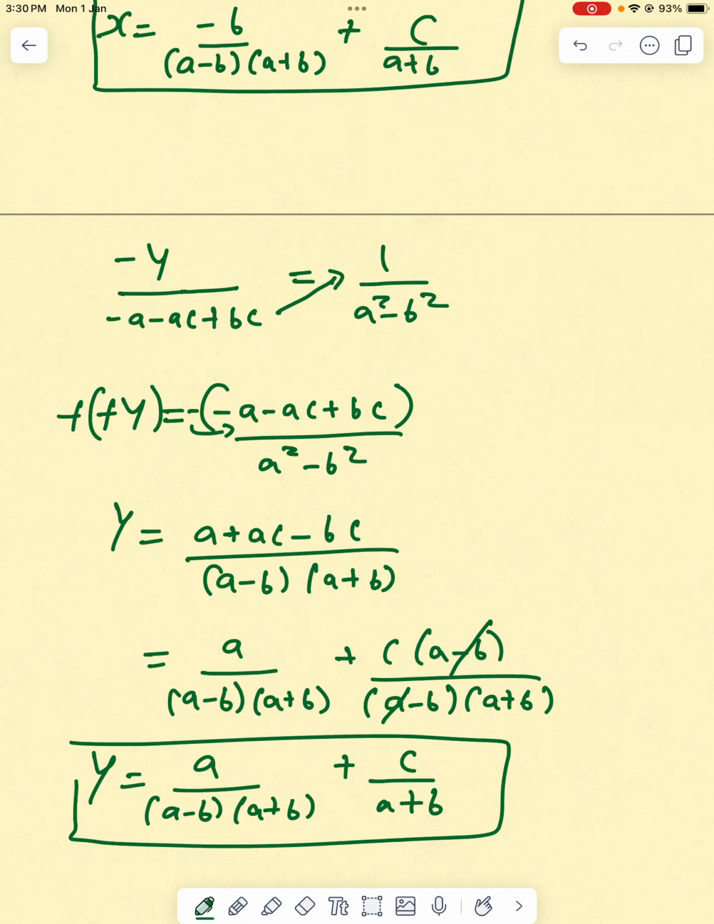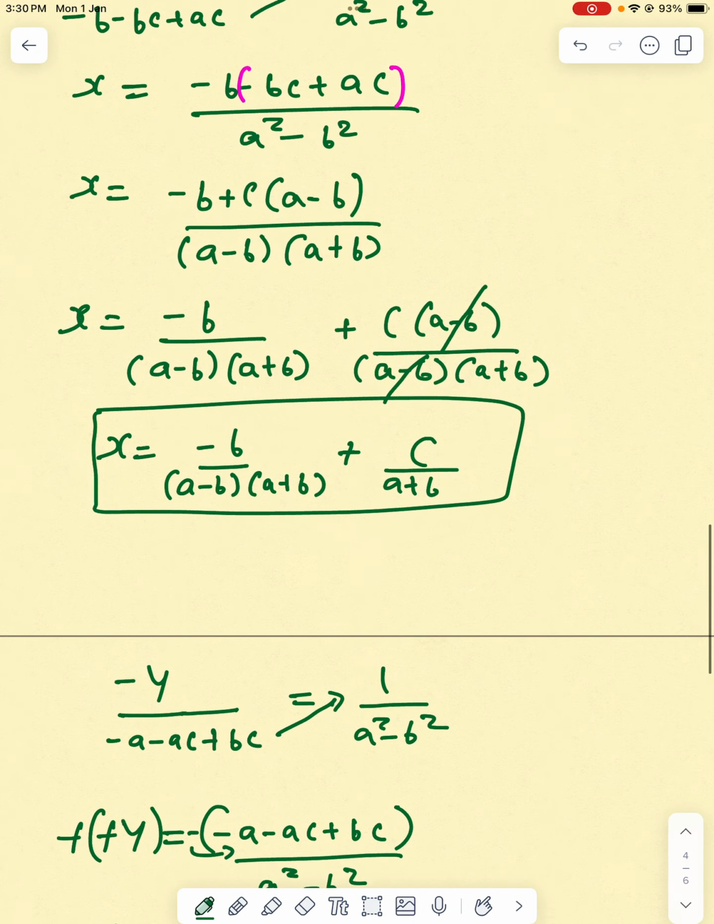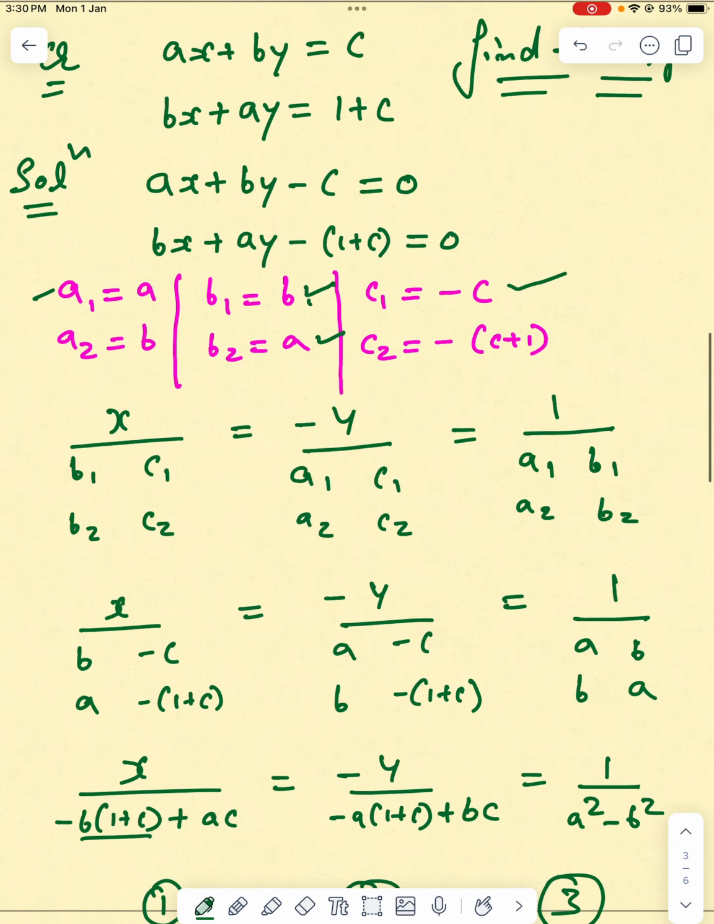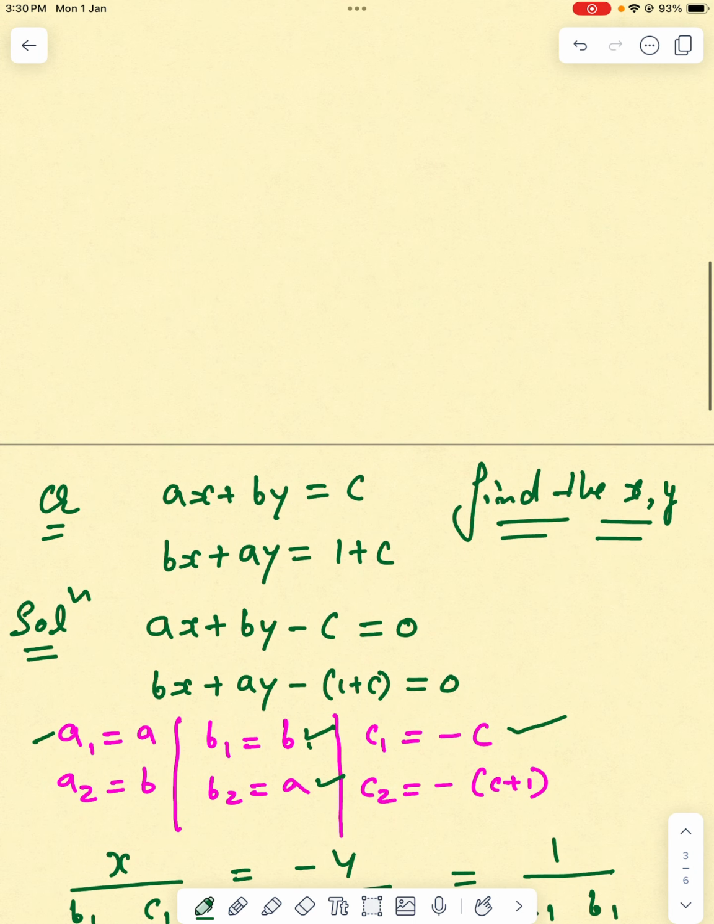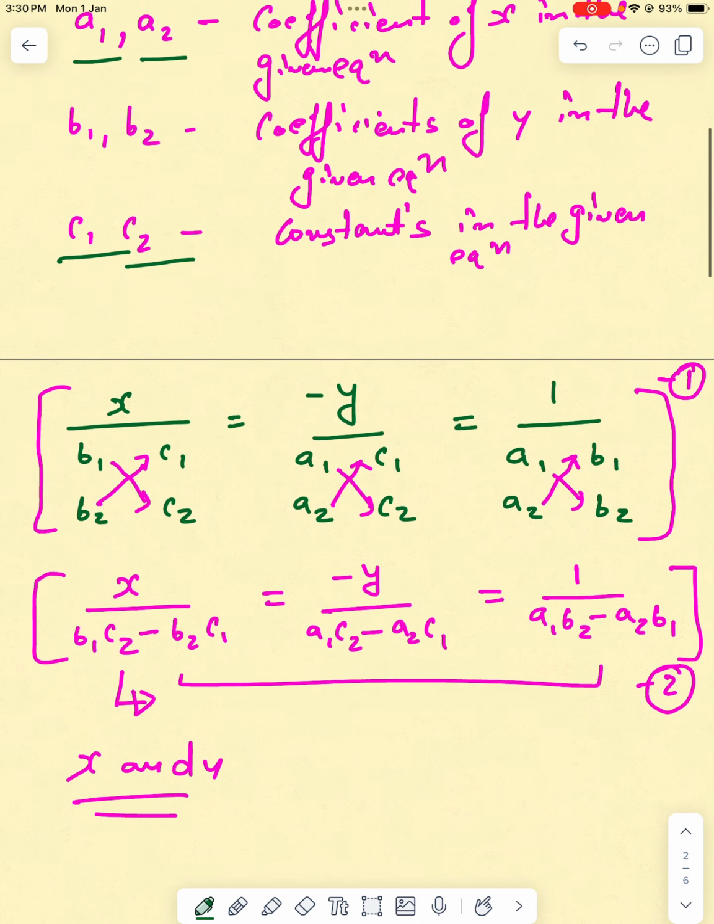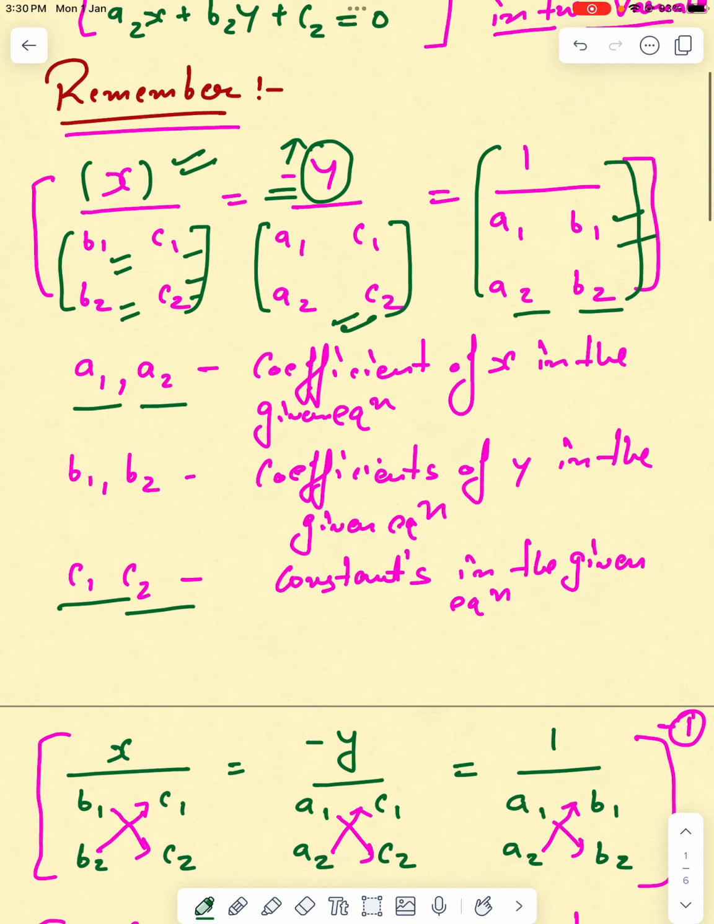This is the way you can use this cross multiplication method to solve the linear equations in two variables and to find the value of x and y, right? So I hope this session is helpful for your examination.